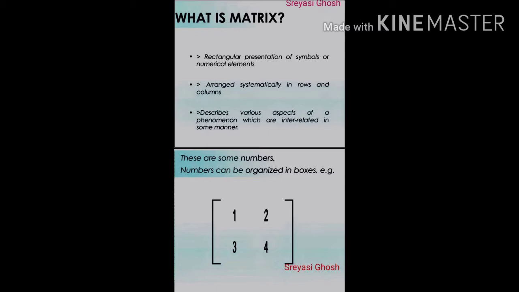rows and columns, and it can be seen in the example given below as 1, 2, 3, 4. We can also have equations which can be transformed into matrices, and they are known as coefficient matrices. Here we can see the coefficients of x, y, z are 2, minus 3, 1 for the first equation, and 4, 5 and minus 3. So they form the coefficient.